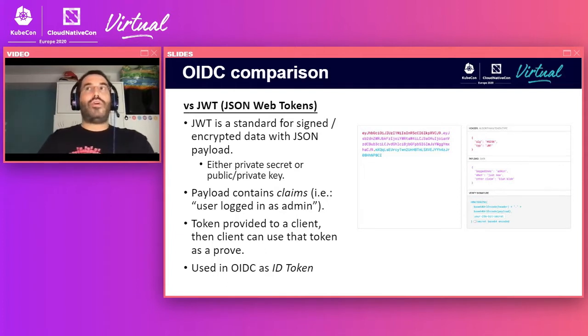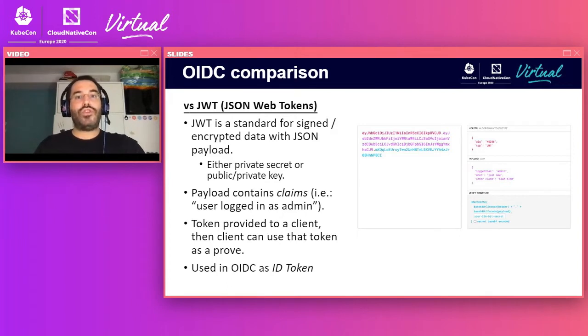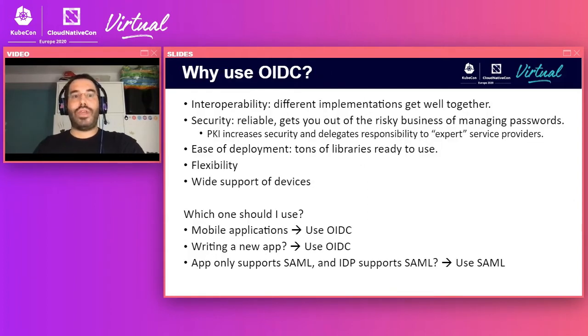And how is OpenID Connect related to JSON Web Tokens? Well, OpenID Connect uses JSON Web Tokens as the signed document that contains claims about the user identity. You can use some tools like jwt.io to decode and verify the tokens, as we will see shortly.